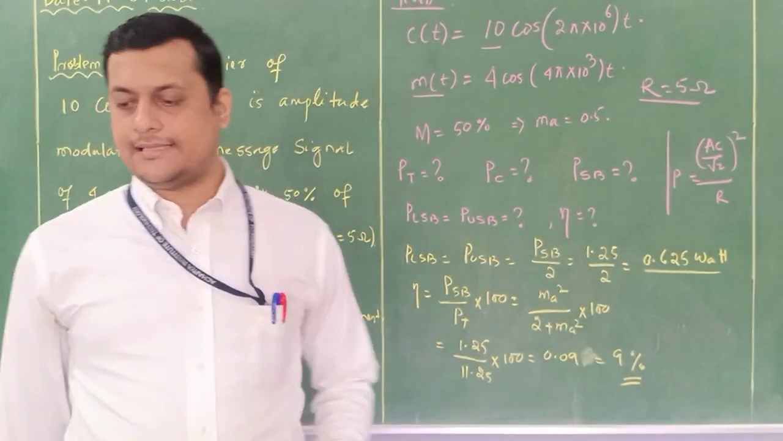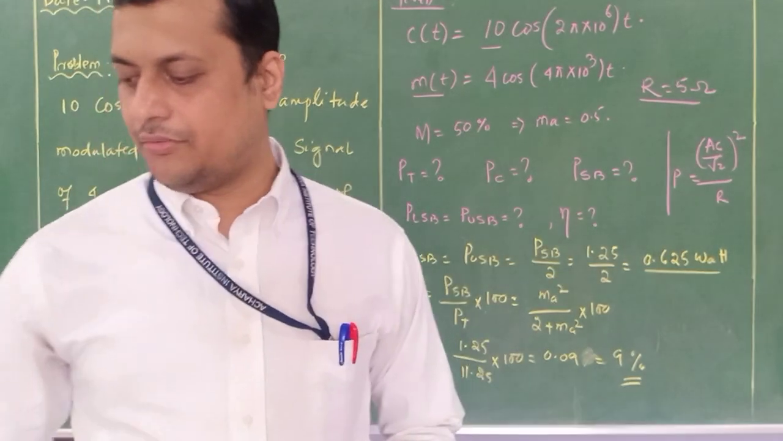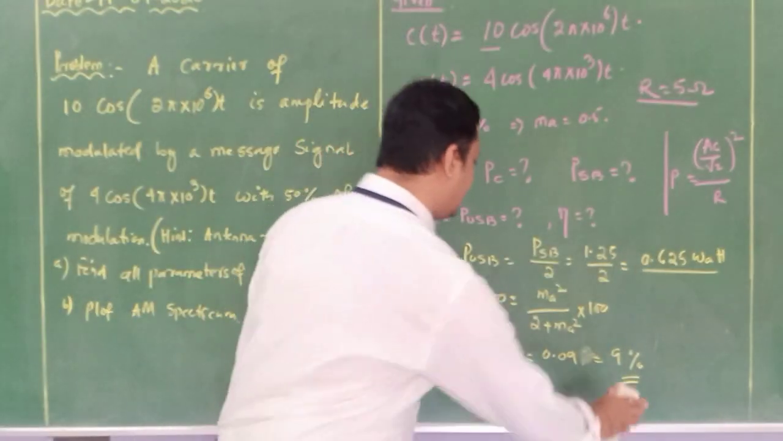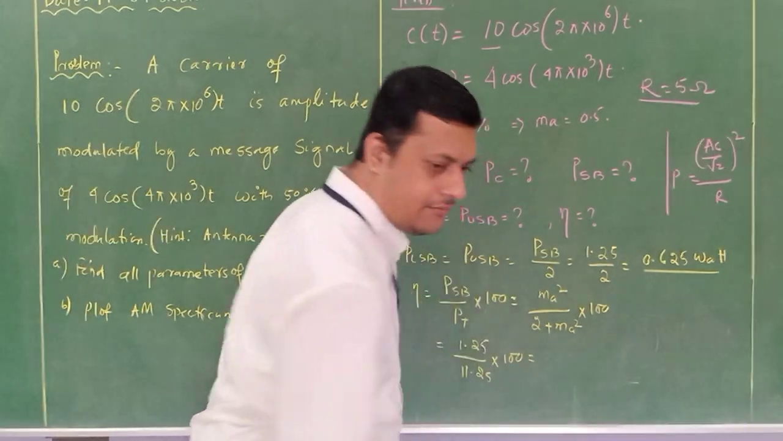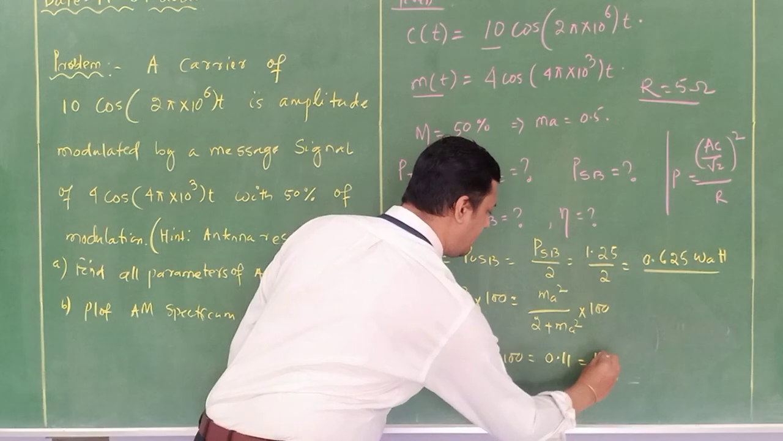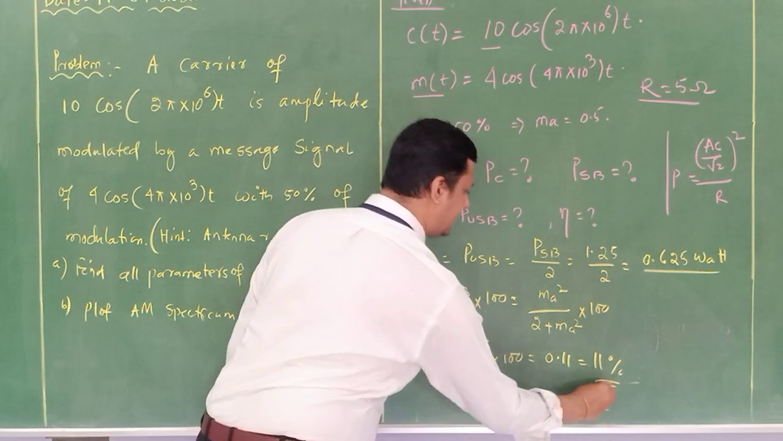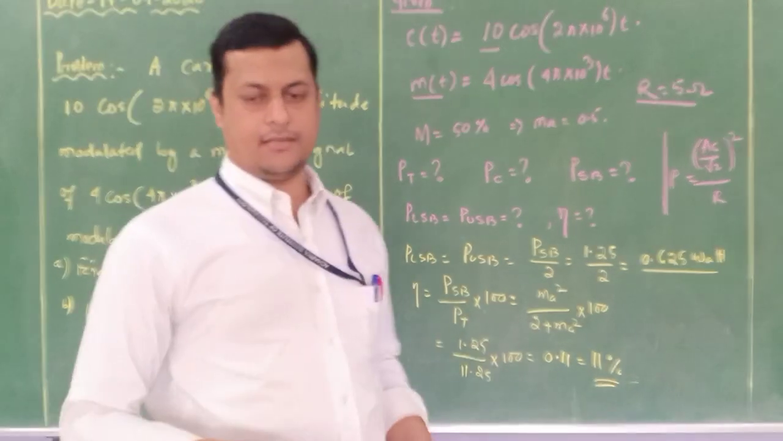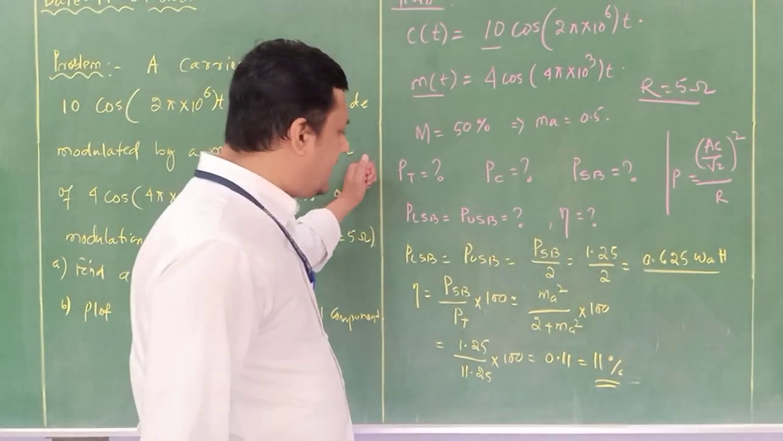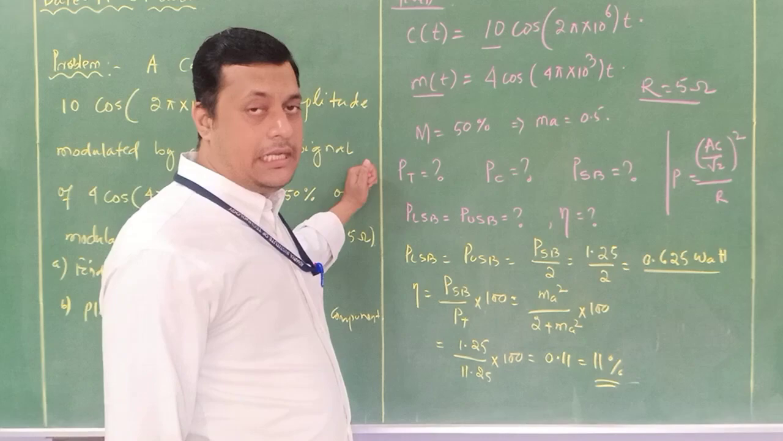Okay, so these are the small relations through which we will get around 0.11, or we will get 11%. Okay, you can calculate. I don't have a calculator, I have written these values. So the efficiency of transmission is 11%.